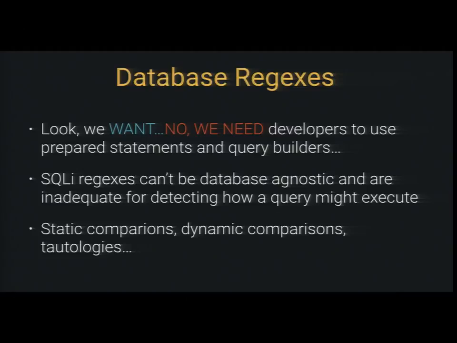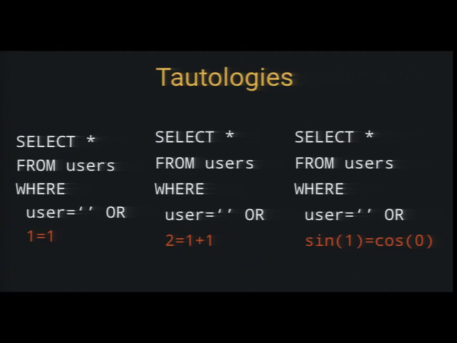And what I mean by fallacy and how that relates to regular expressions, I'm purely talking about static comparisons, dynamic comparisons, tautologies, as well as contradictions. So let's take the tautology example, all the way to the far left. So something as simple as an OR 1=1. I think we all know that that's going to go in and short circuit or allow the query to fetch everything upon that statement of truth. But that second one is also a valid tautology, where 2=1+1.